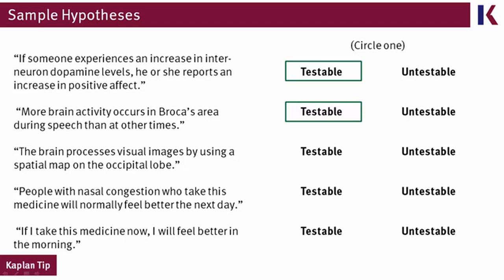That is something you could measure by throwing people in an MRI machine and looking at their brain activity when they're speaking and they're not speaking. Very testable. And it's in fact true. Broca's area is a part of the brain that's involved in speech.